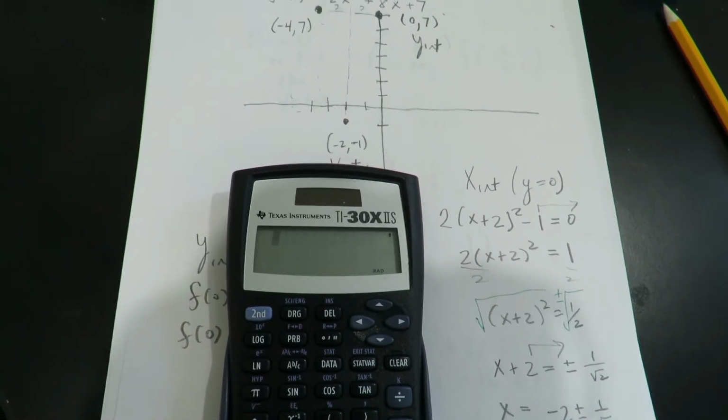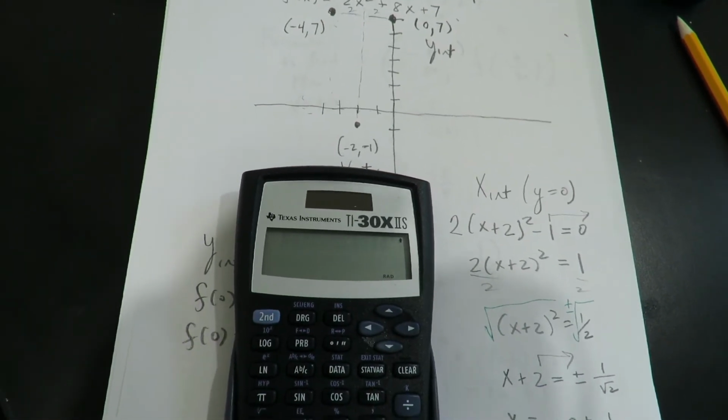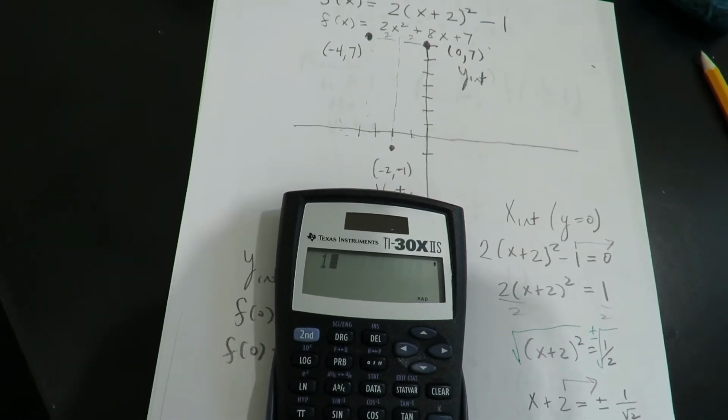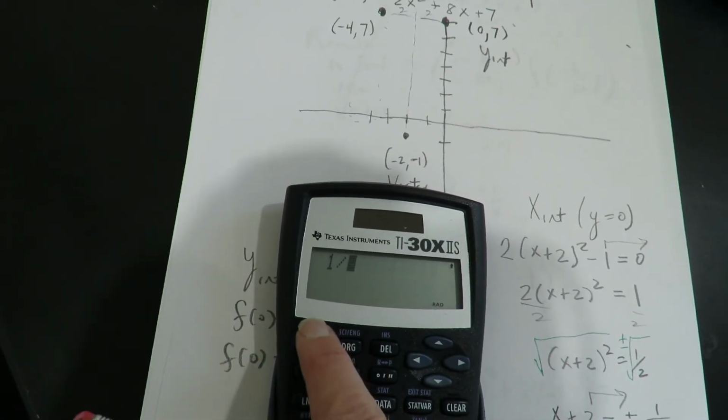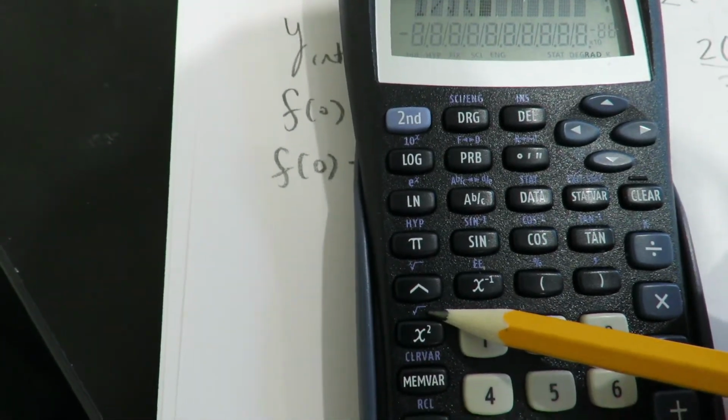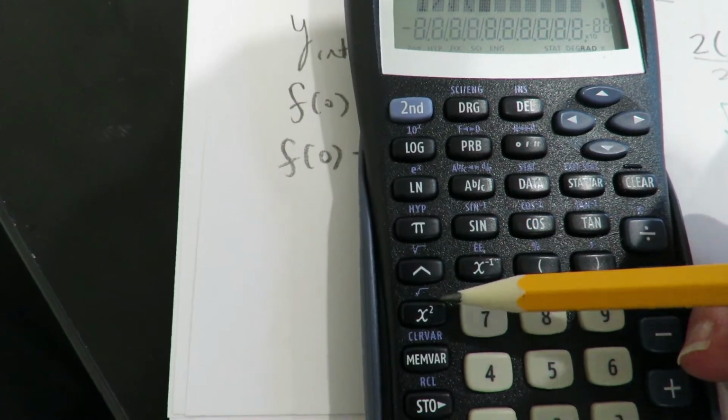Now, I'm going to put this in my calculator. Let me just do this fraction part first. So if you're doing it like me, you're doing 1 divided by the square root. Your square root key, it depends. Mine's right above the x squared, so I have to hit shift x squared.